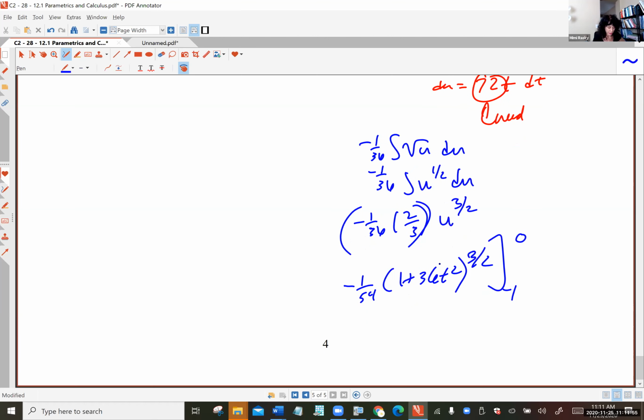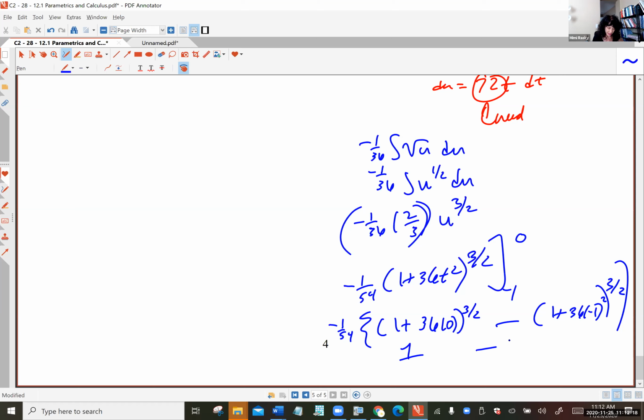And I get negative 1/54th. And then when I first plug in the 0, like that, and then minus, and then I plug in the negative 1. Well, that's going to get squared, so that'll make it positive anyways. So this is just going to be 1 minus 37 to the 3/2 multiplied by negative 1/54th.